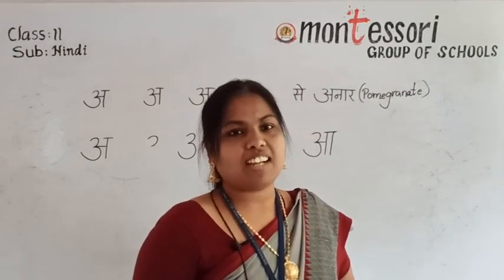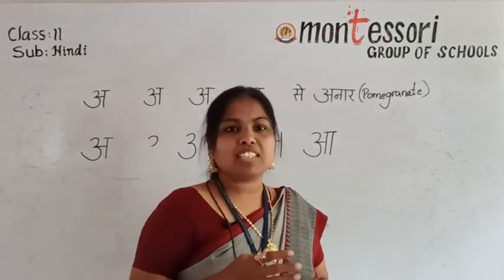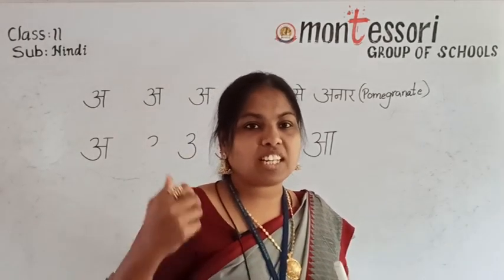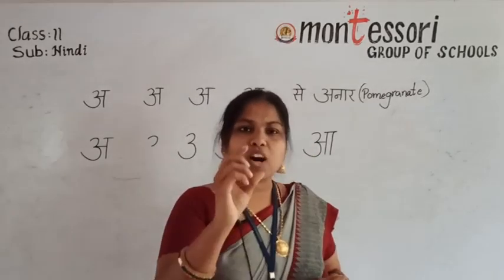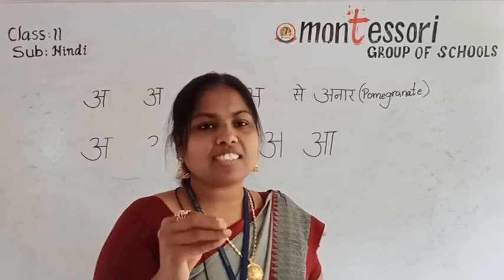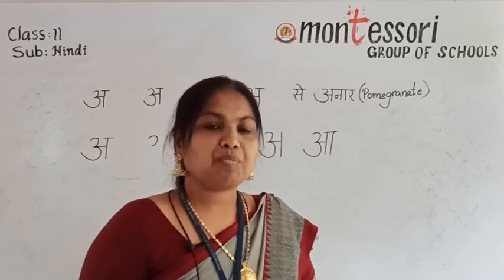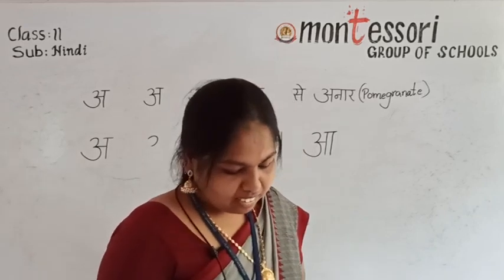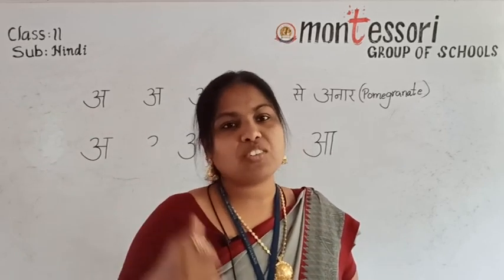Aa se anar. Anar means a pomegranate, a fruit. That fruit has vitamin A, and if you eat that fruit, you will get more energy, more strength, more power. A small rhyme is given with that anar. Aa se anar jo koi khaye, kabhi na ho bimar, bane damdar. It means they will become stronger than others if they eat this fruit. If you eat this fruit, you will become very strong.